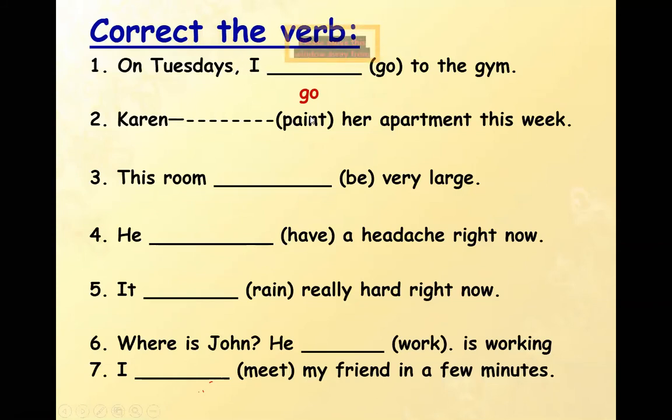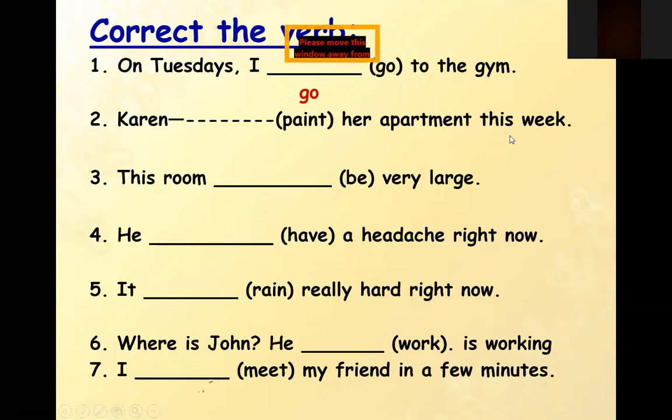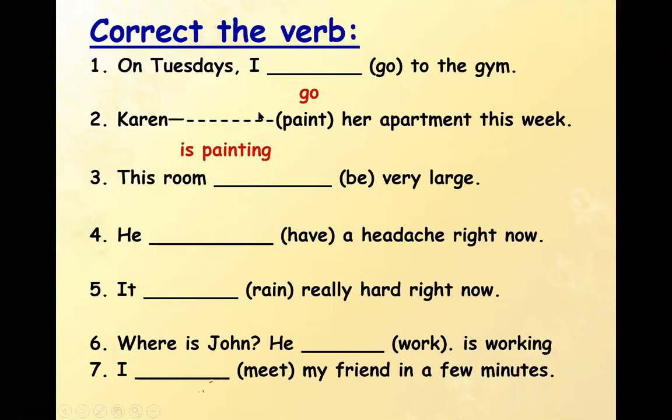Karen, paint her apartment this week. It's a temporary action. This week. Is painting. Well done, is painting. Excellent. Number three, this room, very large. Here I'm describing the room. Is very large. Well done. He have a headache right now. Right now. He is having. Excellent.